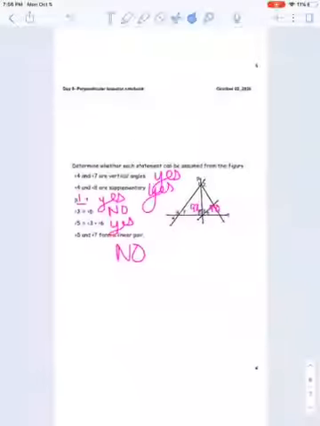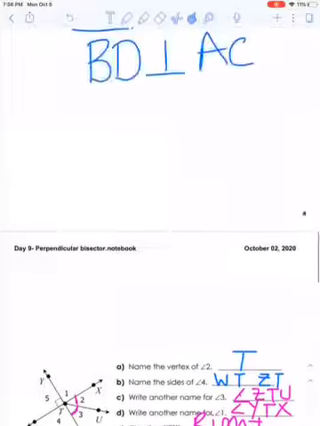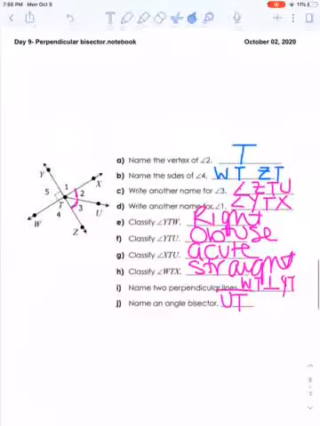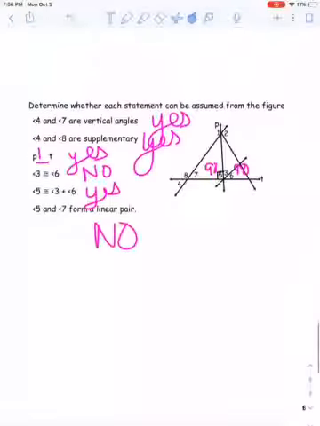If you have any questions about this, let me know. Perpendicular bisector is really not a big part in here, but I just wanted to go over it because it kind of was like a little bit of a review for you guys for your exam on Friday.